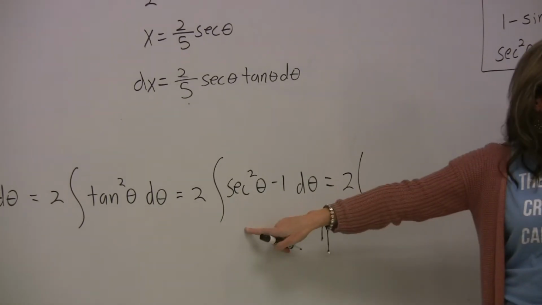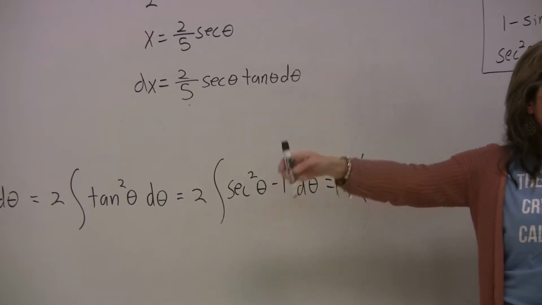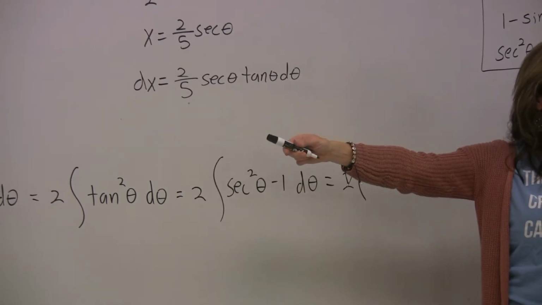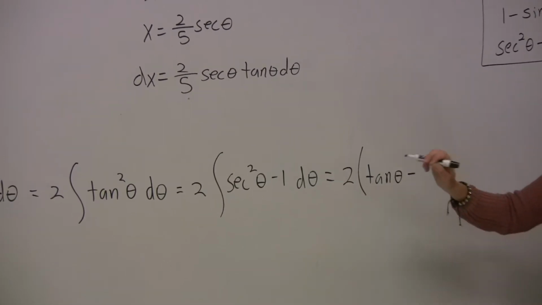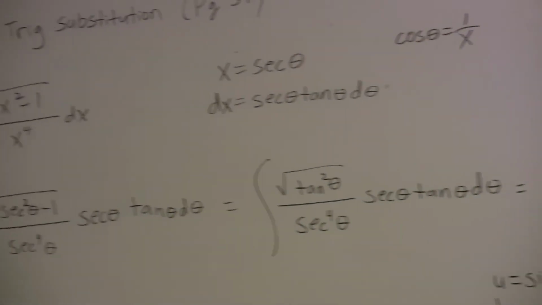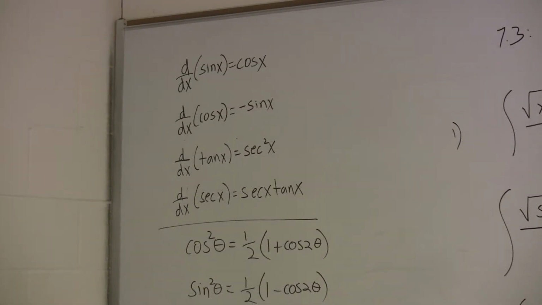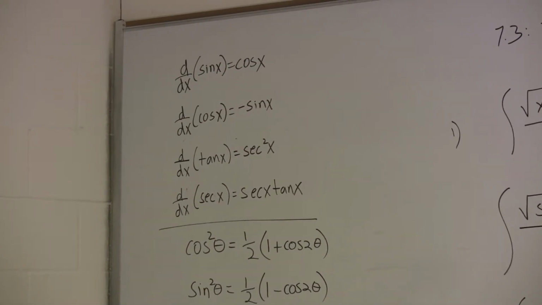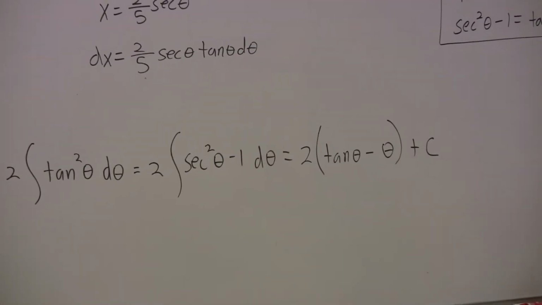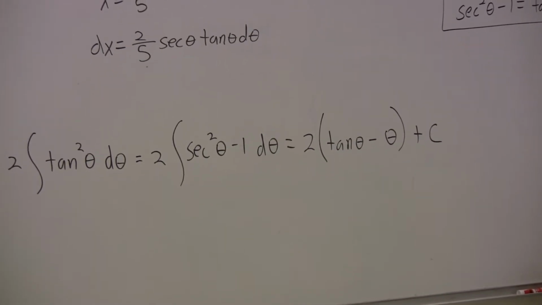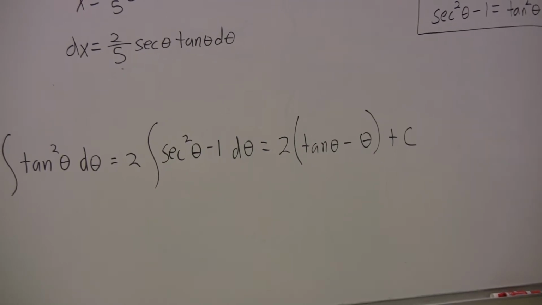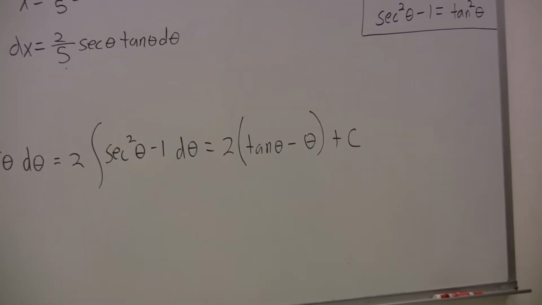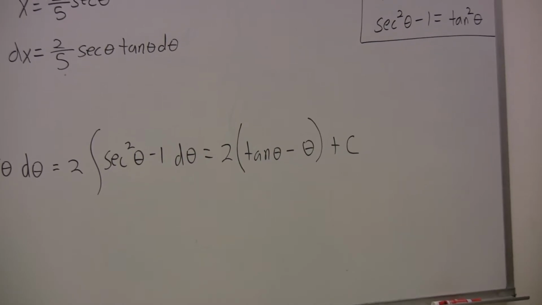What's the integral of secant squared? Integral of secant squared is tangent. Gotta know our derivatives. Minus theta plus C. We're getting somewhere. At least we've integrated now. We changed our x's into thetas. We've now completed the integration. I'm not done because the original problem had x's in it, and this has thetas in it.